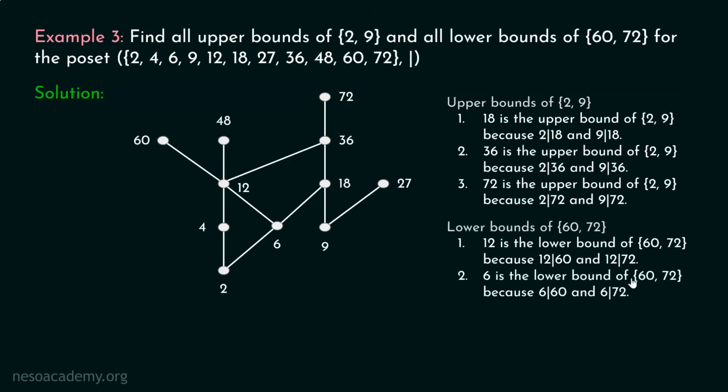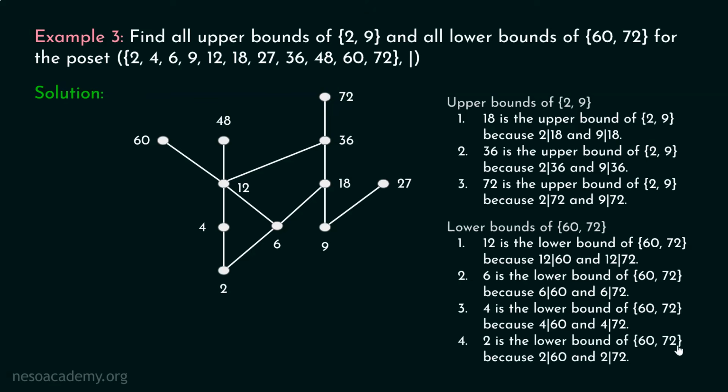Also, 6 is the lower bound of 60 and 72 because 6 divides 60 and 6 divides 72. You can see that there is a path from 6 to 60 and 6 to 72, right? Also, 4 is the lower bound of 60 and 72 because 4 divides 60 and 4 also divides 72. Similarly, we can say that 2 is the lower bound of 60 and 72 because 2 divides 60 and 2 divides 72.